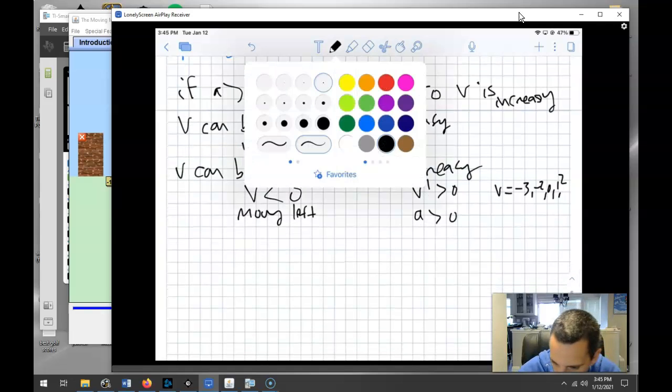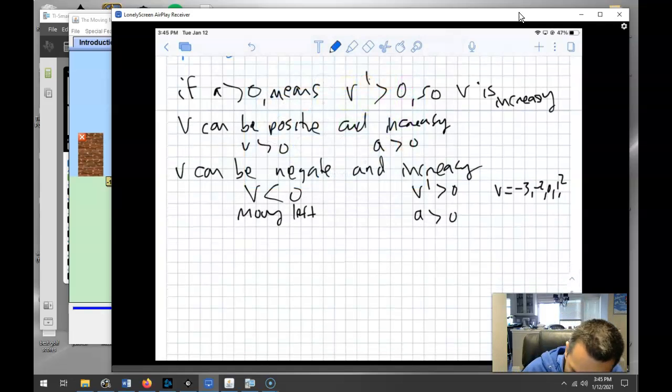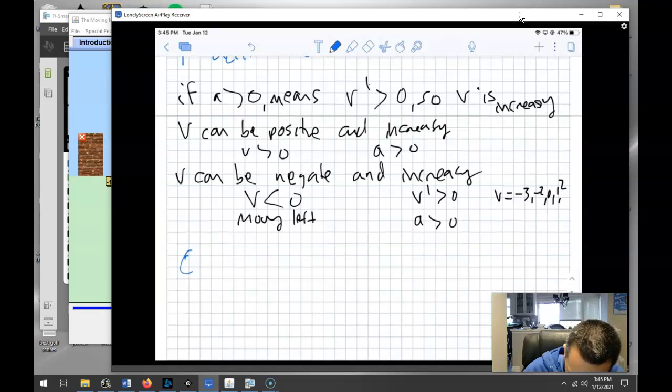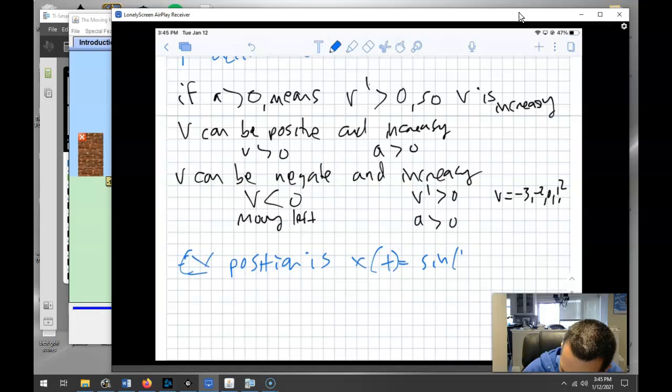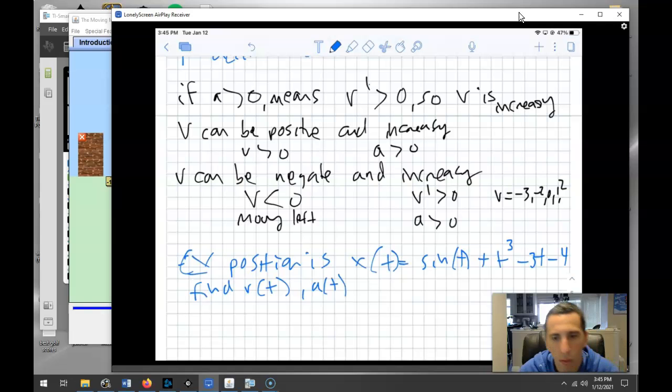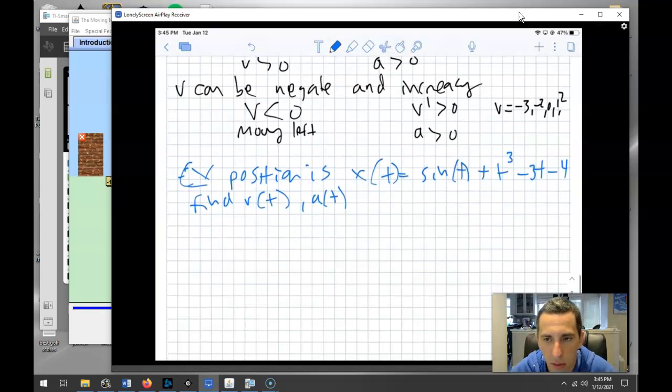Let's do some example problems. Suppose I tell you that a position x of t is equal to sine of t plus t cubed minus 3t minus 4. And then I ask you to find the velocity and find the acceleration. Now, of course, you just take two steps. You just take two different derivatives.